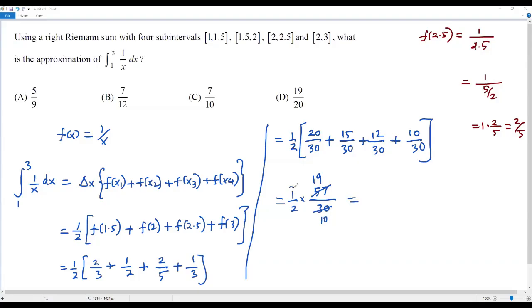Now we can multiply the numerator 1 and numerator 19. 1 times 19 is 19, and we multiply the two denominators. 2 times 10 is 20. Okay, now I have approximated the value of this integral, that is, the integral from 1 to 3 of 1 over x dx. Its value is 19 over 20, and we find 19 over 20 in answer choice D. The correct answer choice for this question is D.